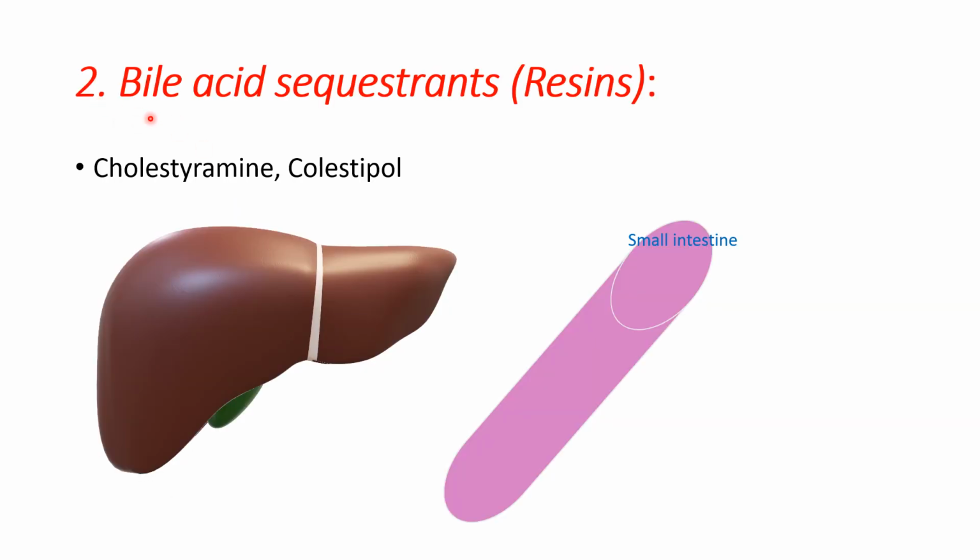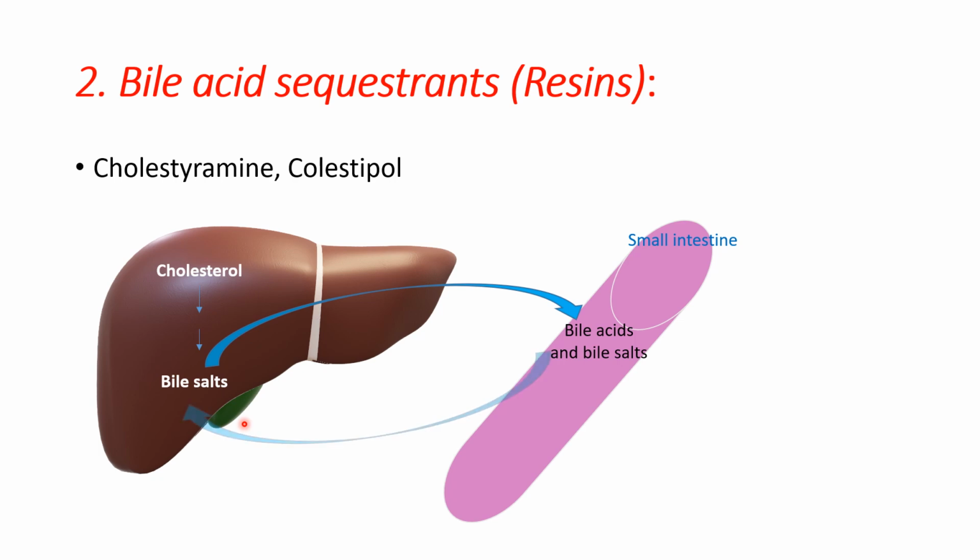Now the next class of drug is the bile acid sequestrants, also called resins. Examples are cholestyramine and colestipol. As you can see here, this is the liver. In the liver, the cholesterol, through several steps, is converted into bile salt. This bile salt then goes to the small intestine, bile acid and bile salt. Through the enterohepatic circulation they again come back to the liver.